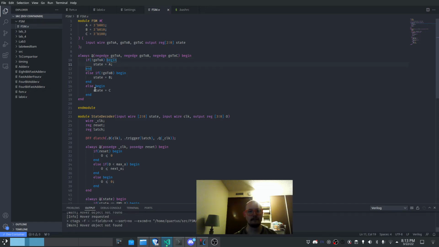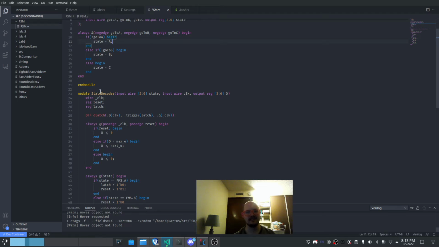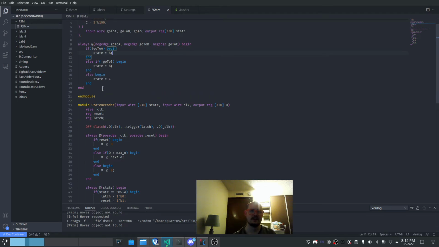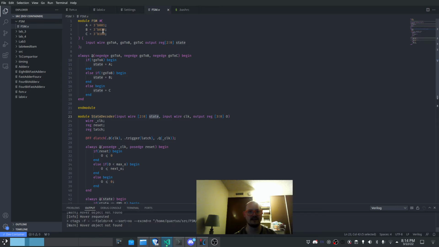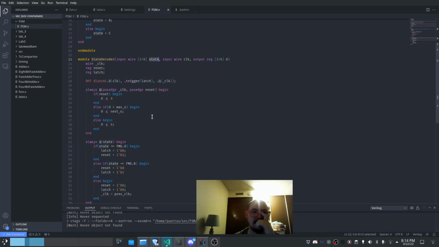Okay. So in here I have the next module, which is the state decoder, which determines essentially what we do once we have the state. In here, I'm getting the input state, which when I instantiate this would be provided to me from the FSM. So it would be the output of the FSM going into the input of the state decoder. And then I have some internal registers here. I have an underscore clock, which I'll explain in a minute. I have a reset, and I have a latch value.